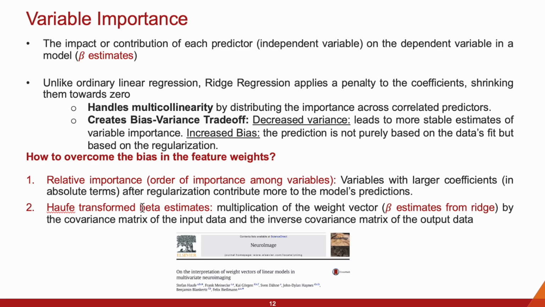Another technique that we can use to increase the interpretability of the estimates is the Haufe transformation of the beta estimates. This involves multiplying the weight vector, meaning the beta estimates from ridge, by the covariance matrix of the input data set and the inverse covariance matrix of the output data set. And this transformation provides us with a more accurate representation of the true importance of each predictor, adjusting for the covariance of the input and the output.